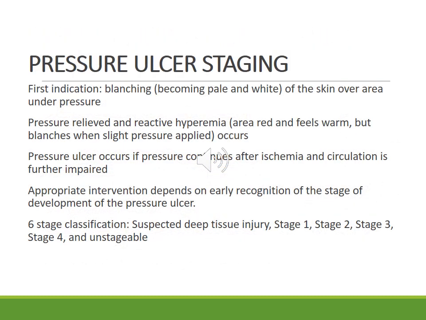So as I said when we were talking about the phases of wound healing, I said we would get into the staging of pressure ulcers. So the first indication of a possible pressure ulcer is this blanching of skin. So it becomes pale and white over the area under pressure. Pressure relieved and reactive hyperemia, or an area red and feels warm but blanches when slightly pressure applied, occurs.